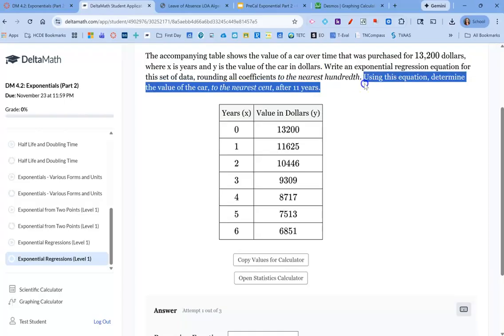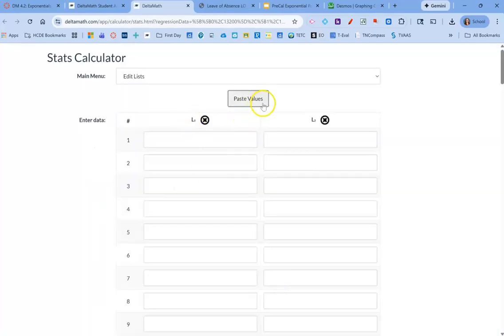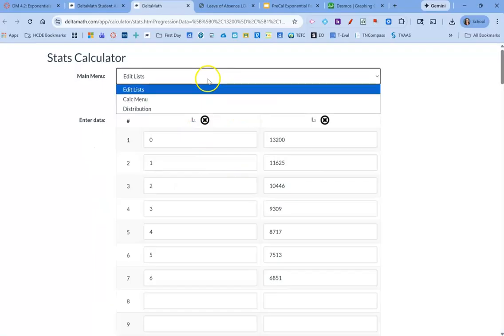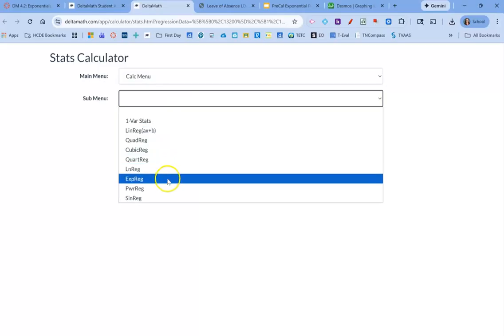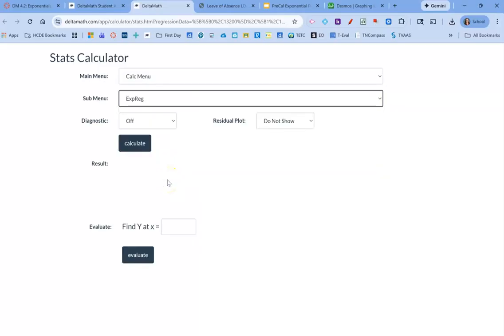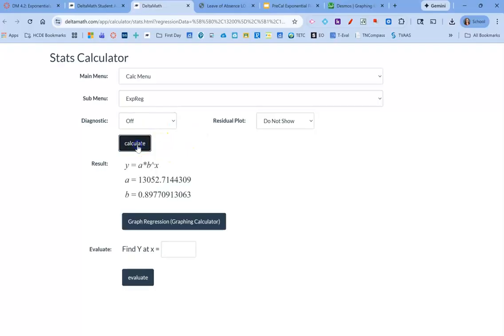And then I'm going to use that equation and determine the value of the car to the nearest cent. So that's, again, 2 decimal places. So usually rounding is what messes people up. So you can use the calculator that's shown in the video. You just hit copy value, open stat calculator, paste, and then you're going to come here and do the calculate menu. And we want to do the one that's the exponential. So it's the EXP reg, exponential. You can keep the diagnostic on or off. It doesn't really matter. I'm going to hit calculate.